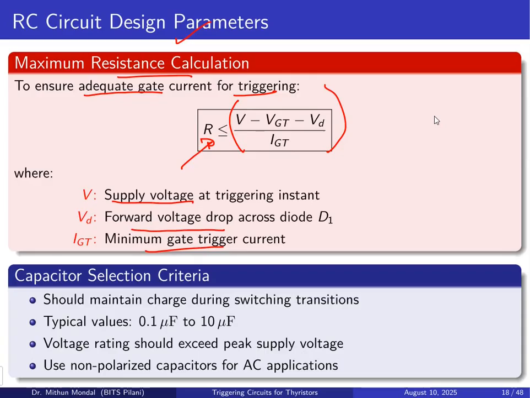The capacitor selection criteria is required because it should maintain charge during the switching transition. The typical value of this capacitor is 0.1 microfarad to 10 microfarad. The voltage rating should exceed the peak supply voltage, and use a non-polarized capacitor for AC applications.